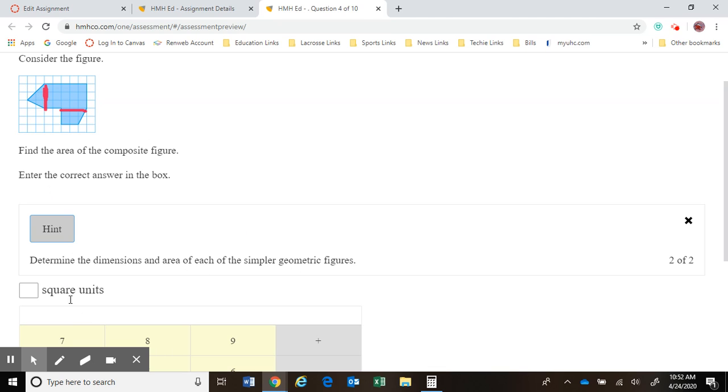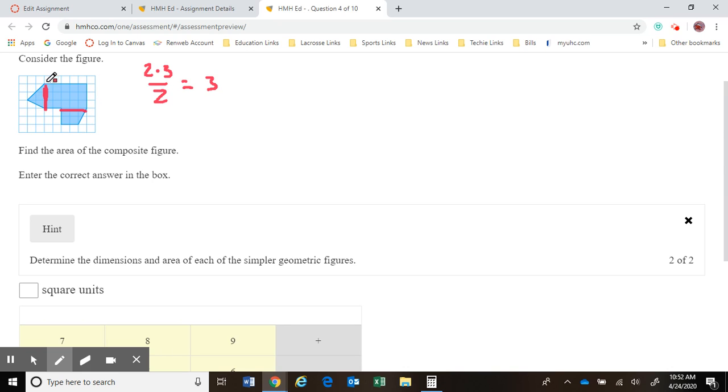So you've got a triangle here. Let's take a look at the triangle first. What's the height of the triangle? 2. What's the base of the triangle? 1, 2, 3. So 2 times 3 divided by 2. 6 divided by 2 is 3. So that's the area of my triangle.